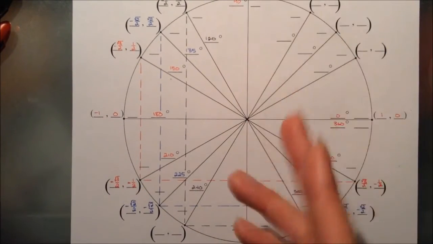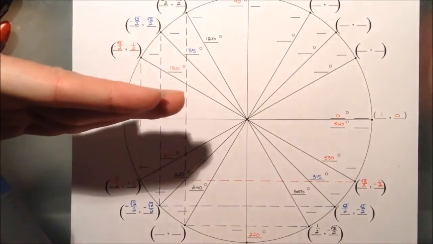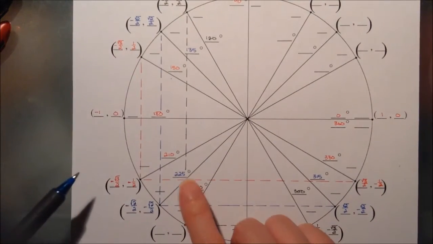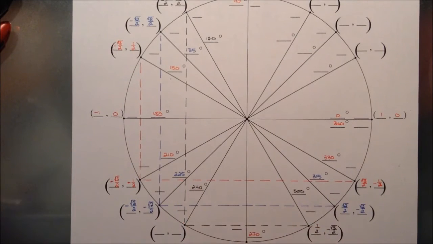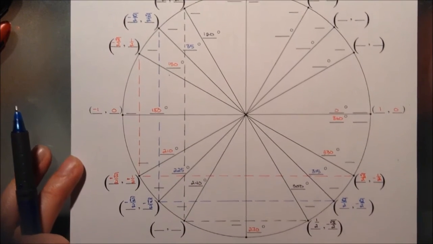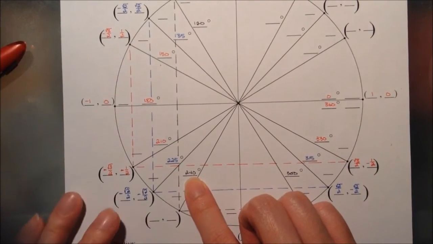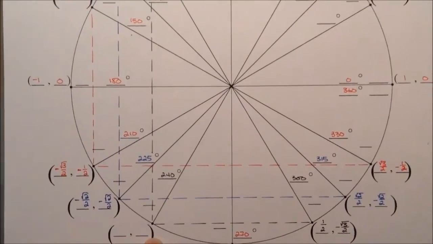Now again, the x values on the left side are negative. The y values at the bottom are negative. So that's why cosine of 225 is negative square root of 2 over 2. The sine of 225 is negative square root of 2 over 2. Alright, so let's talk about the one in black, 240 degrees. As you can see here, I'm going to zoom in for you.